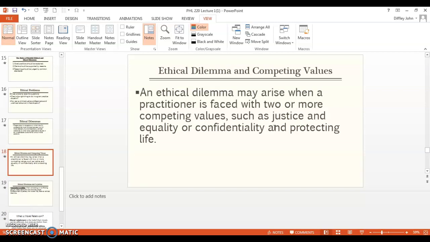And these ethical dilemmas arise when a practitioner of criminal justice is faced with two or more competing values, such as justice and equality, confidentiality, protecting life. These are very, very difficult situations, right? We have to keep information confidential, but sometimes we need to release information to protect life. So when is that the right way to go? That's what we're talking about with dilemmas.